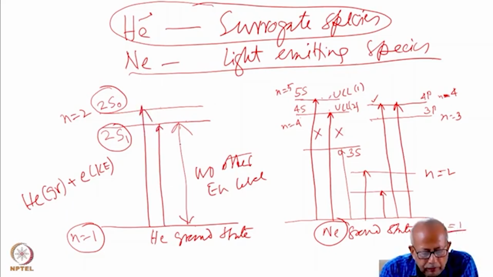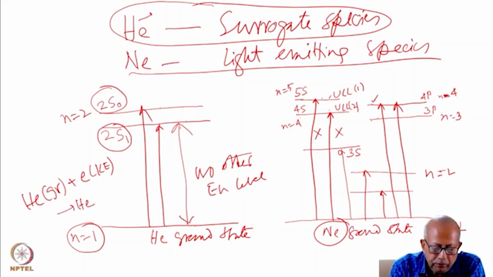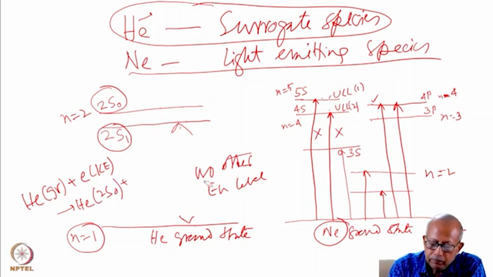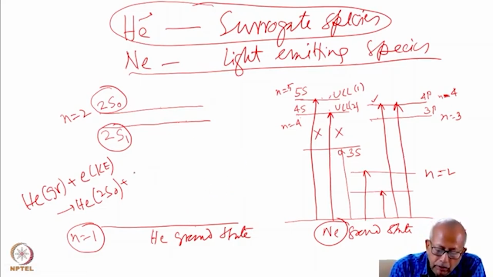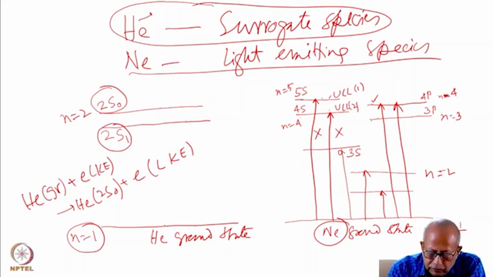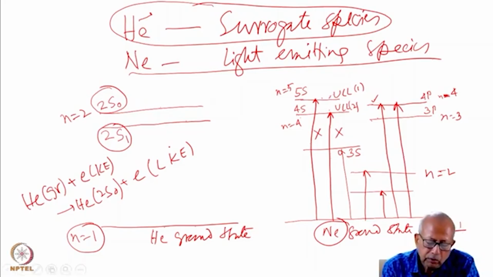So this will be helium in 2s² plus an electron of less kinetic energy, because the electron has supplied the kinetic energy required to transfer the helium atom from the ground to this state. So the electron will move with correspondingly lower kinetic energy.